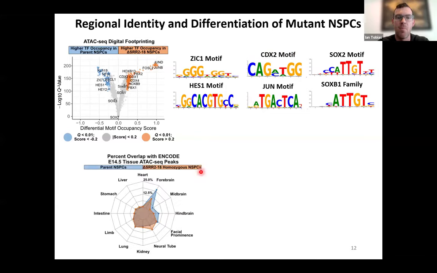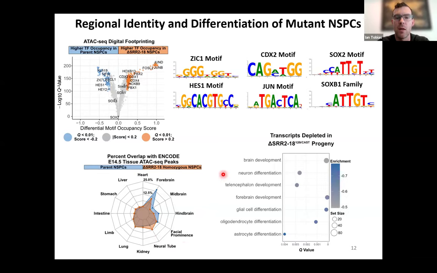When we compared the peak sets of our NSPCs to ENCODE embryonic tissue ATAC-seq data as a benchmark, we see pretty clearly that our biallelic deletion clones have fewer accessible regions overlapping with forebrain ATAC-seq peaks and a higher percentage of ATAC peaks that overlap with the neural tube, which is the precursor tissue to the spinal cord.